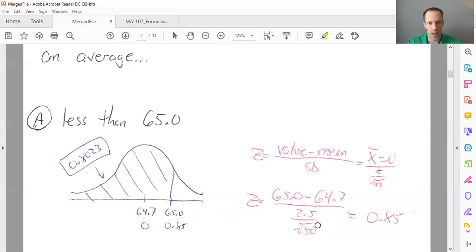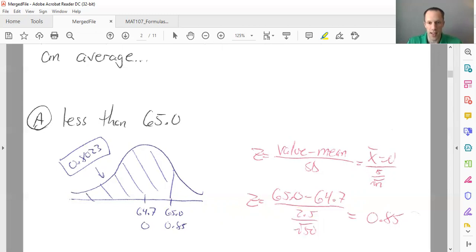Now, if you work out that calculation, the best way to work it out is to do the subtraction in the numerator, get that value first, then divide these two numbers in the denominator and get that result, and then divide your two results.